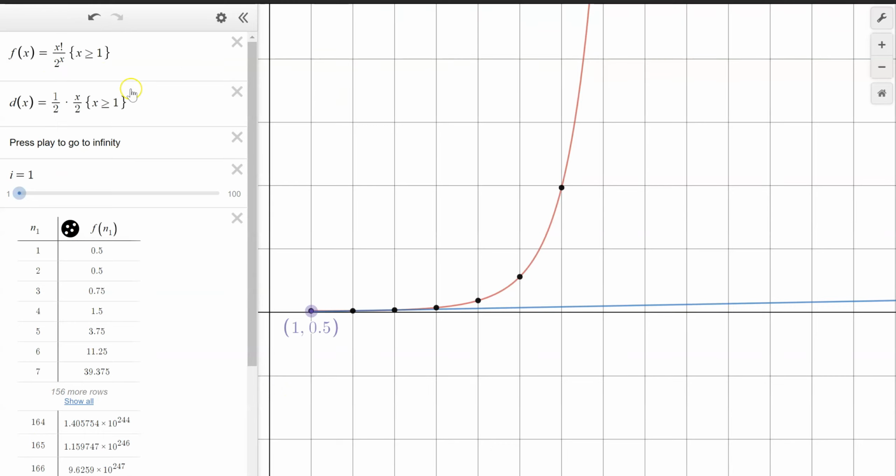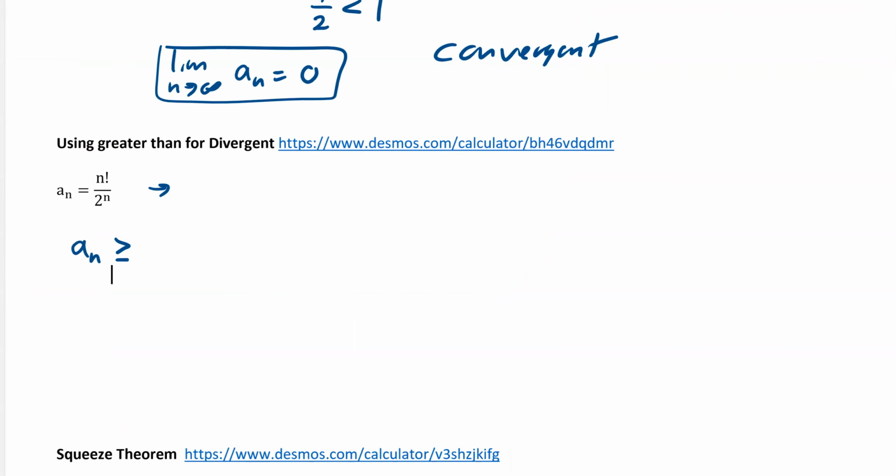Either use Desmos or use your graphing calculator under sequence mode, and you can actually see whether it's going off to divergent or whether it's converging around some line. And then after that, you can also use the calculator to find some other term that would be less than it and show that that one diverges, which means this one would diverge. So in order to do that, we need to find out what is making this general term up. So this would be 1 factorial over 2 to the 1, and then 2 factorial over 2 to the 2, 3 factorial over 2 to the 3, and so on.